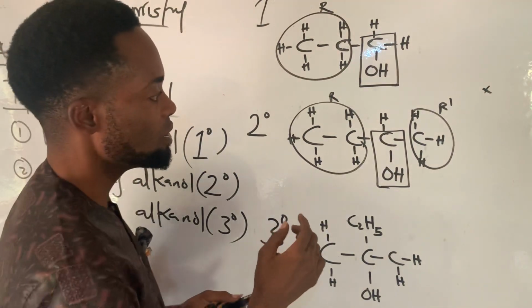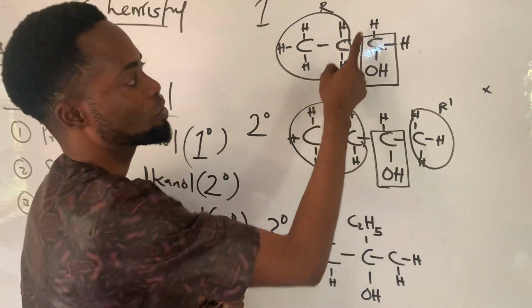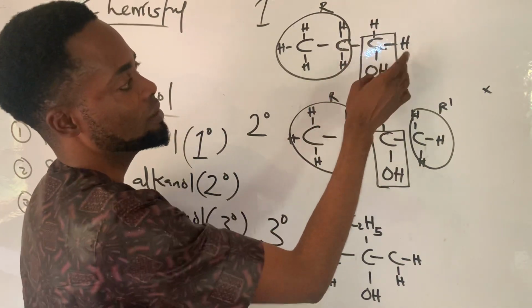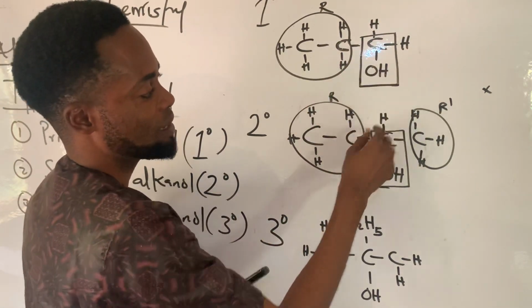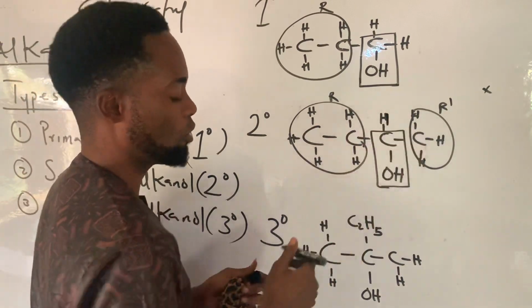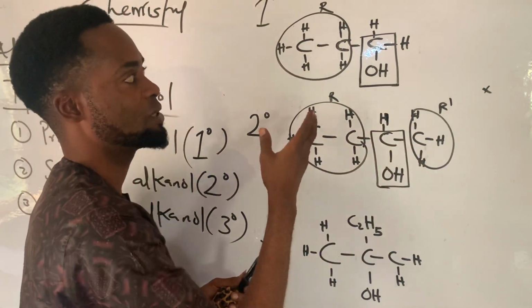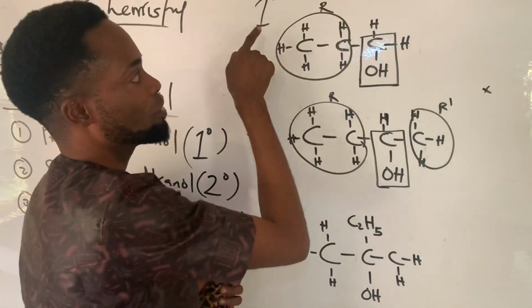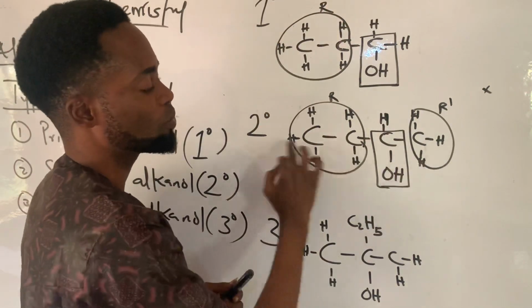Now, we can as well just check the hydrogen. Two hydrogens are attached to the primary. One hydrogen atom is attached to the secondary. But it's better you see it from the alkyl group. One alkyl group, primary. Two alkyl groups, secondary.